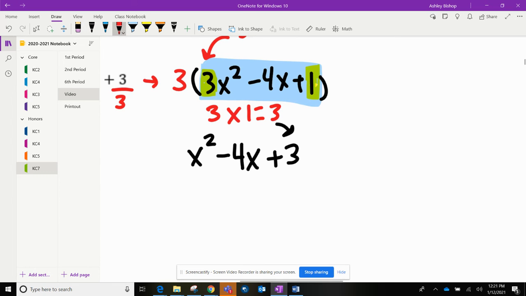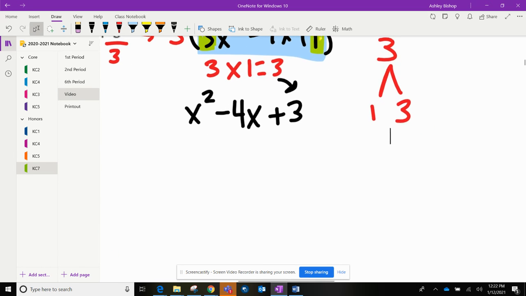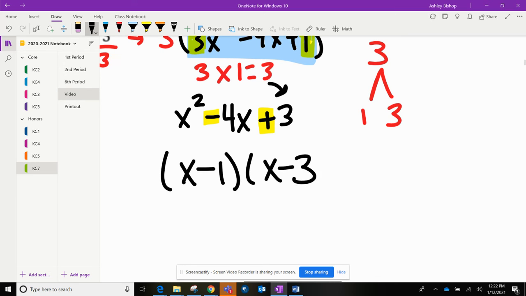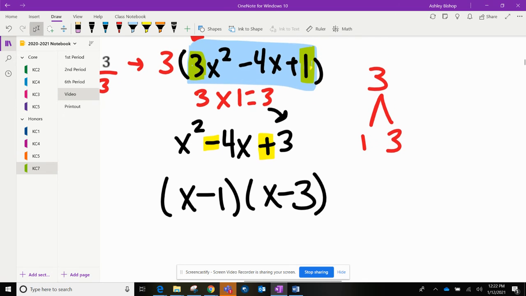Step 2 says to factor your new equation. This should be an easy factor problem. I'm going to find the factors of 3 that add to 4. The only factors of 3 are 1 and 3, so that's the only one that's going to work. My last term is positive and my middle term is negative, which must mean that I have x minus 1 and x minus 3. If you're not quick at that, that's fine, but pause it and find out why it's negative 1 and negative 3. Step 3 says to divide your factors by the first term in your original equation.